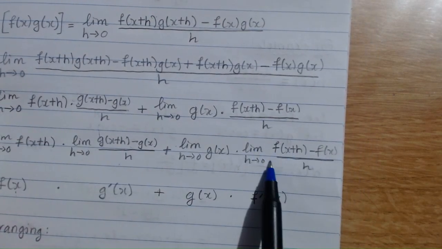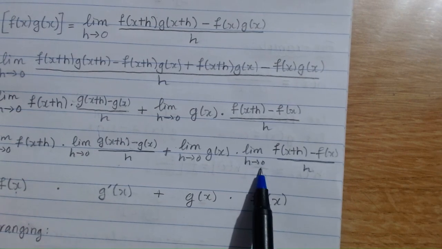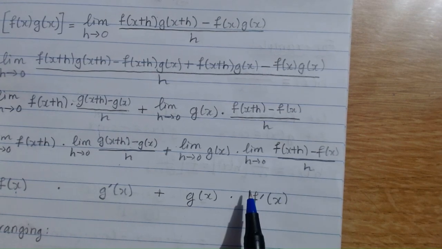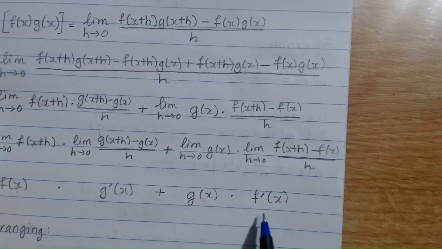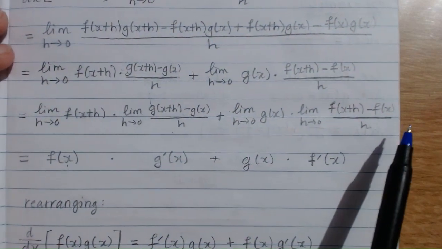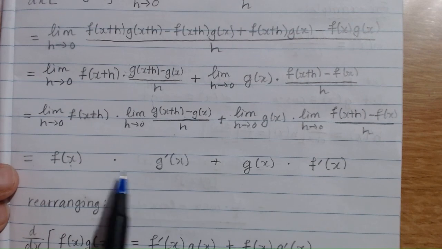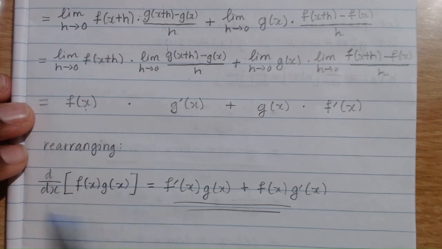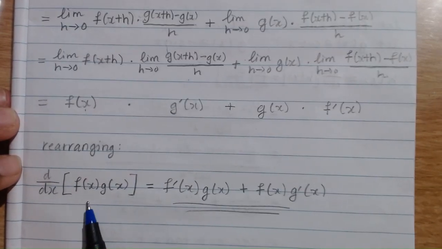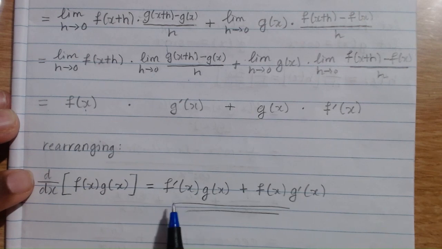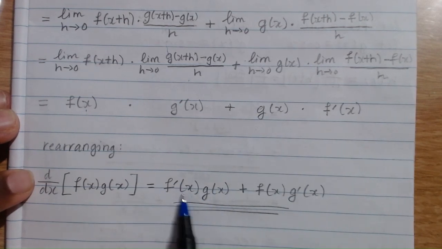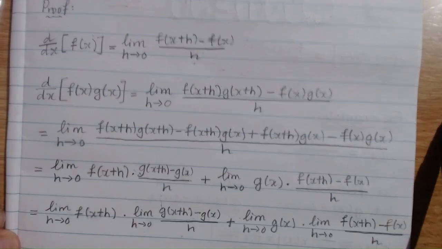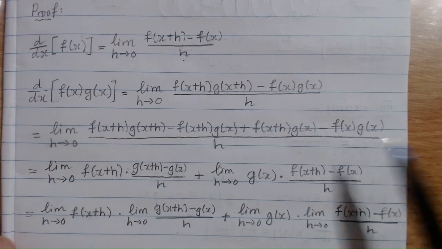And finally, we have this final expression, the limit as h approaches 0 of f of x plus h minus f of x over h. And that is simply the definition of the derivative for f of x. So we have f prime of x there. So the final output we got was f of x times g prime of x plus g of x times f prime of x. And just rearranging that and putting it as its own formula, we have the derivative of f of x times g of x is equal to f prime of x times g of x, that's that one right there, plus f of x times g prime of x, that's that one right there. So that is the complete proof for the product rule.